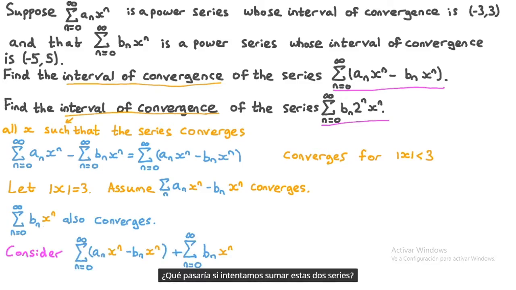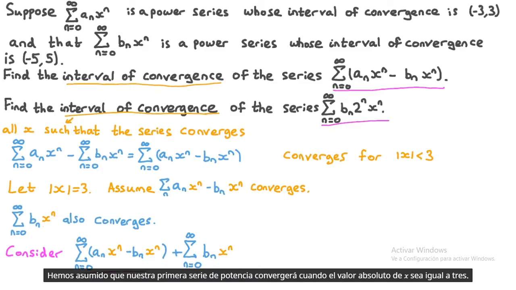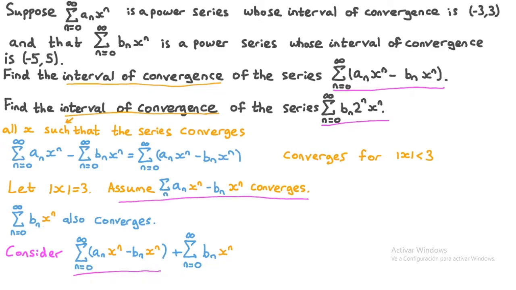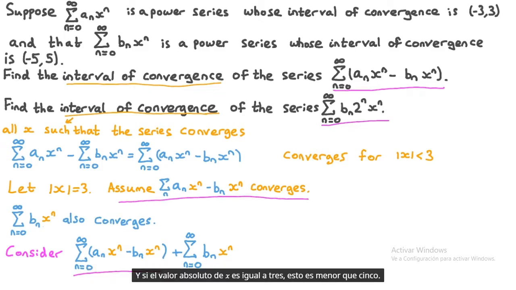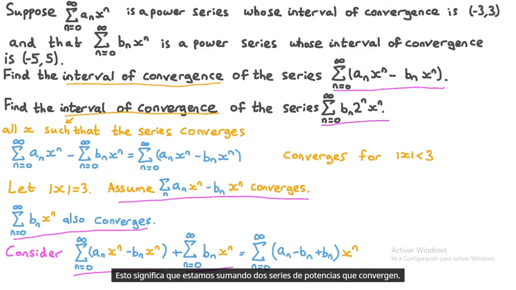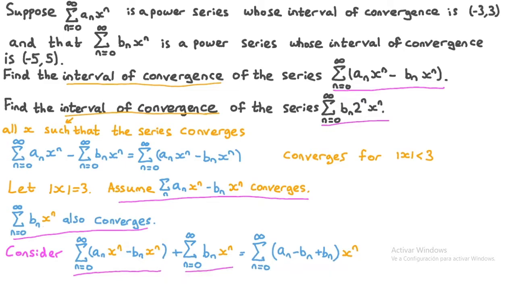Now, what would happen if we tried to add these two series together? Well, we've assumed that our first power series will converge when the absolute value of x is equal to 3. And if the absolute value of x is equal to 3, this is less than 5, so our second power series must also converge. This means we're trying to add together two power series which both converge, so we can just add the coefficients of x^n together. We see that negative b_n and b_n cancel.